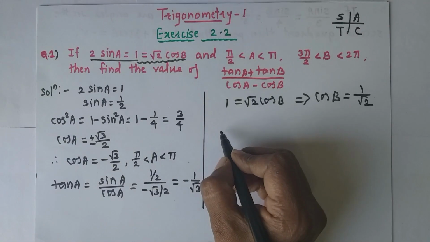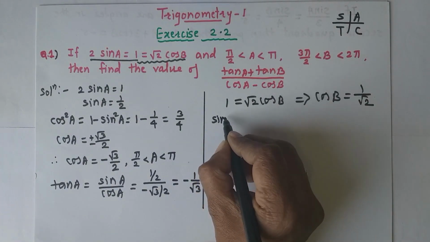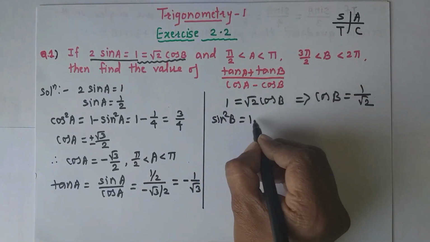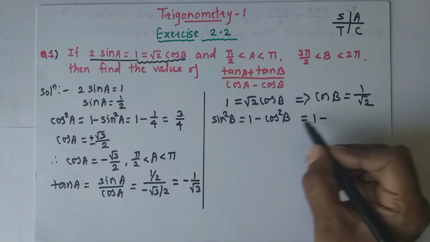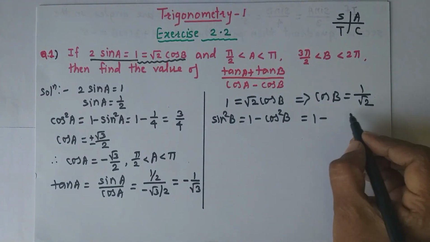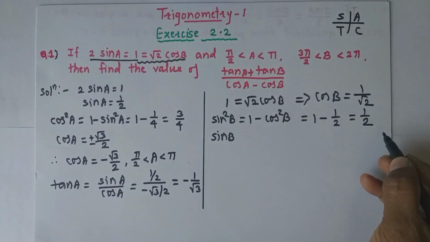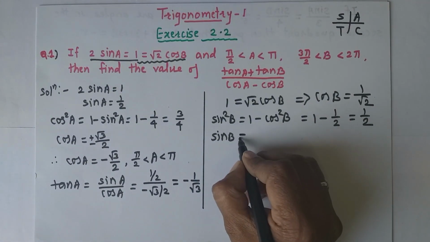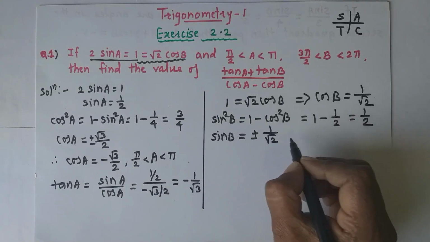Okay. Now again use your first identity to find the value of sin B, and we know that sin square B = 1 minus cos square B. Now put the value of cos B. Cos B is 1 upon root 2 and its square will be half. After simplification, sin square B will be half. Now take the square root. After taking the square root, it will be plus minus 1 upon root 2.